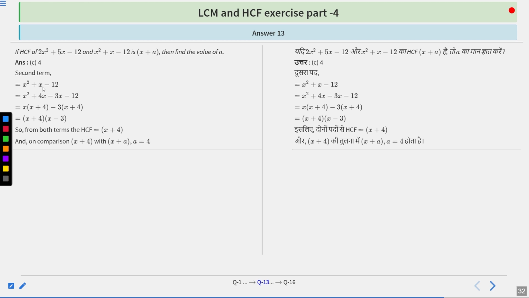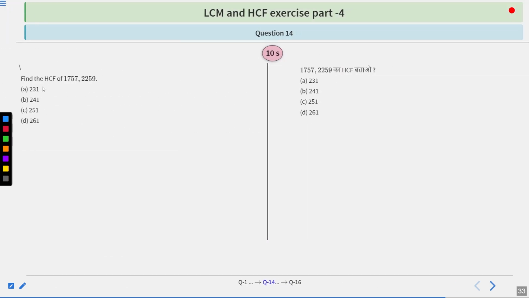Now, in both the terms, x + 4 was common. That means x + 4 is the HCF. Comparing this with x + a, it corresponds to 4. That means the value of a is 4. Option C is the correct answer.